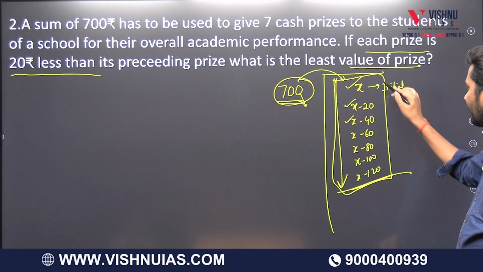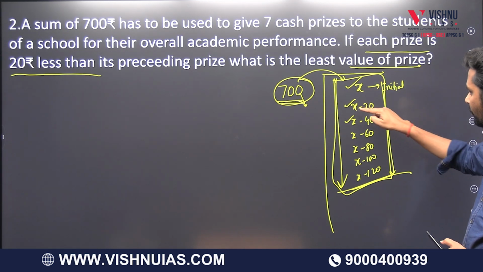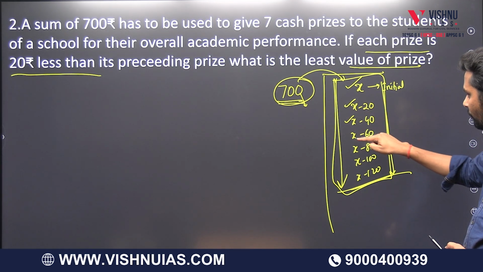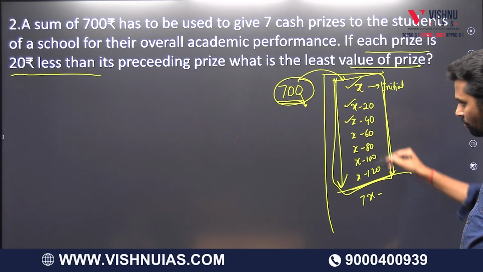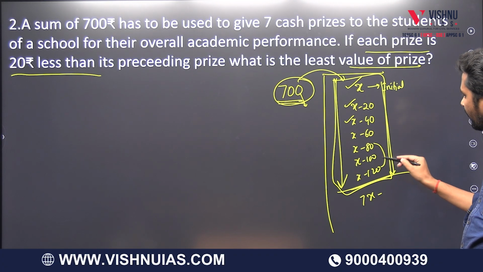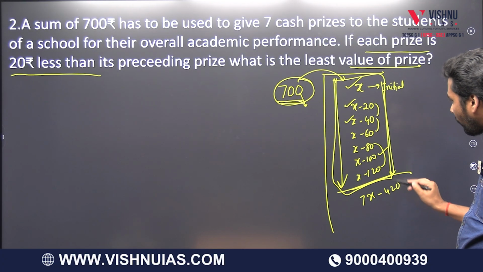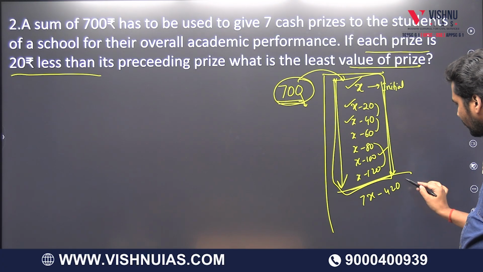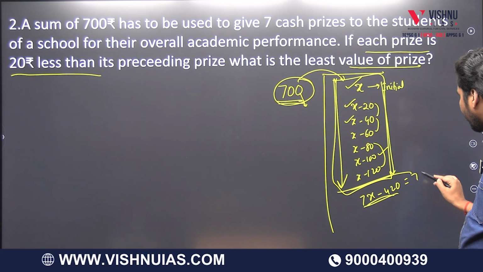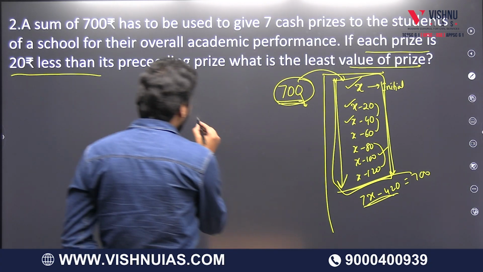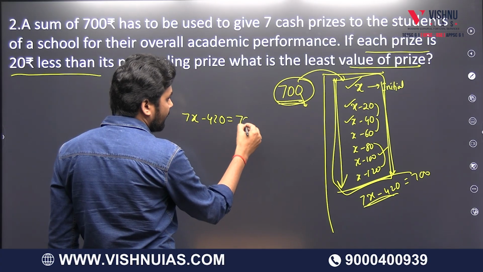Right. So total value is nothing but adding the numbers. If you add all these values, x, 1, 2, 1x, 2x, 3x, 4x, 5x, 6, how many x? 7x. And also you add the numbers, so this is 200, 300, 400 and 20. So if I add all the values, the value is equal to what? 7x minus 420, which is equal to 700. So here I write that 7x minus 420 is equal to 700.